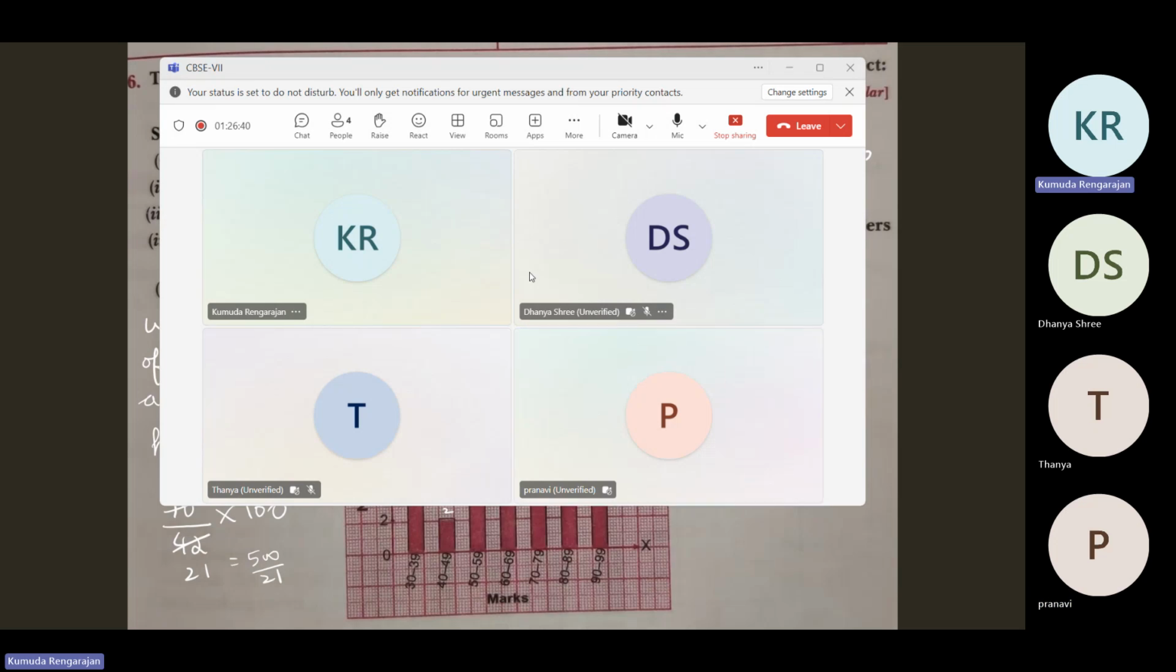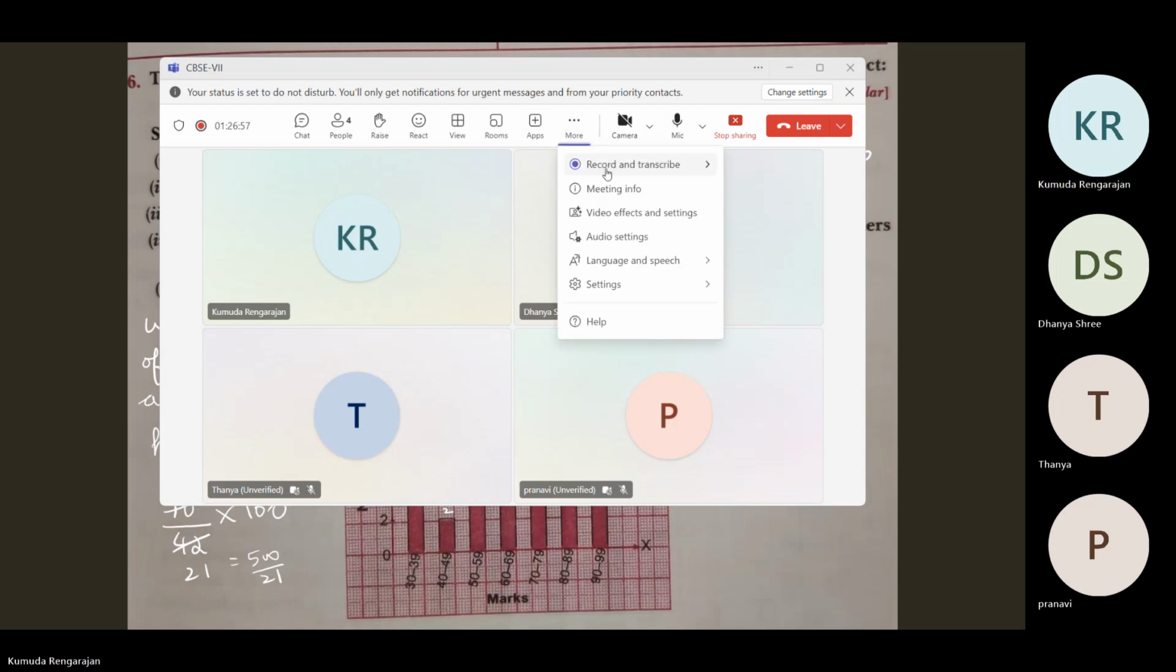Since exams are going on, tomorrow I have a different class from 12 to 3 for a few 9th standard students because they have their exams going on at school. So I'll see, can I make the class? 1 minute, I'll just stop the recording and then get back.